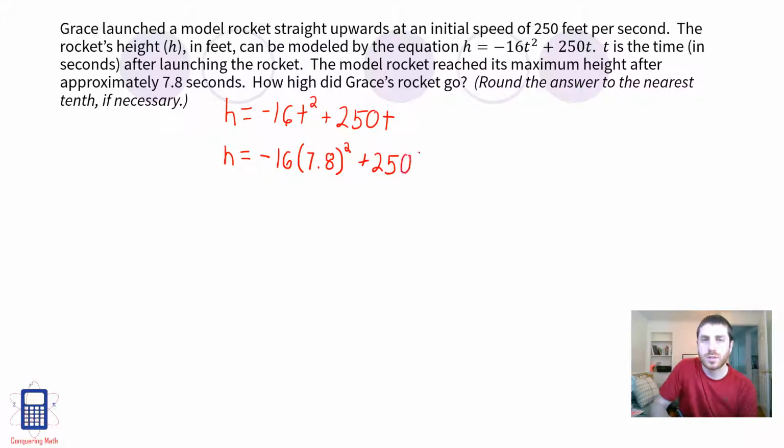250 times 7.8. So if you're familiar with order of operations, it goes PEMDAS. Some people say GEMDAS for G for grouping, but I like P for parentheses. There's nothing to actually do in these parentheses here. So the next letter is E for exponents. We do have an exponent. So the exponent of 2 means 7.8 times 7.8. So we'll do that first.